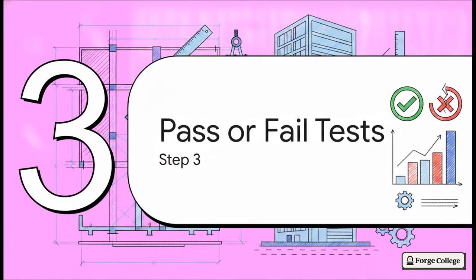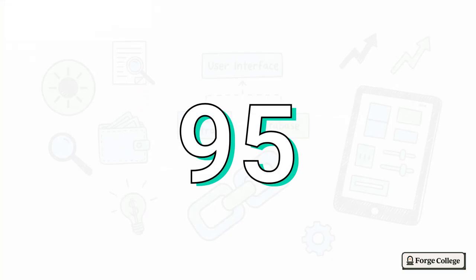Okay, step 3, setting pass or fail tests. So a blueprint is completely useless if you can't actually verify that it works once it's built, right? Which brings us to setting firm, measurable acceptance criteria. Take the number 95. What does that actually mean? Well, as an example, your target threshold might be a 95th percentile payment flow latency finality. That is a highly specific, measurable metric.